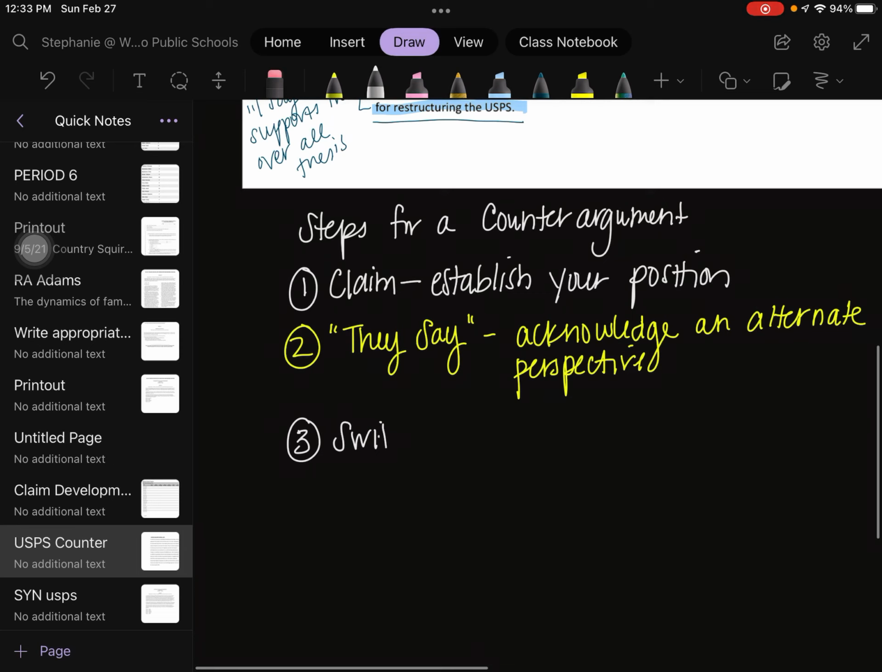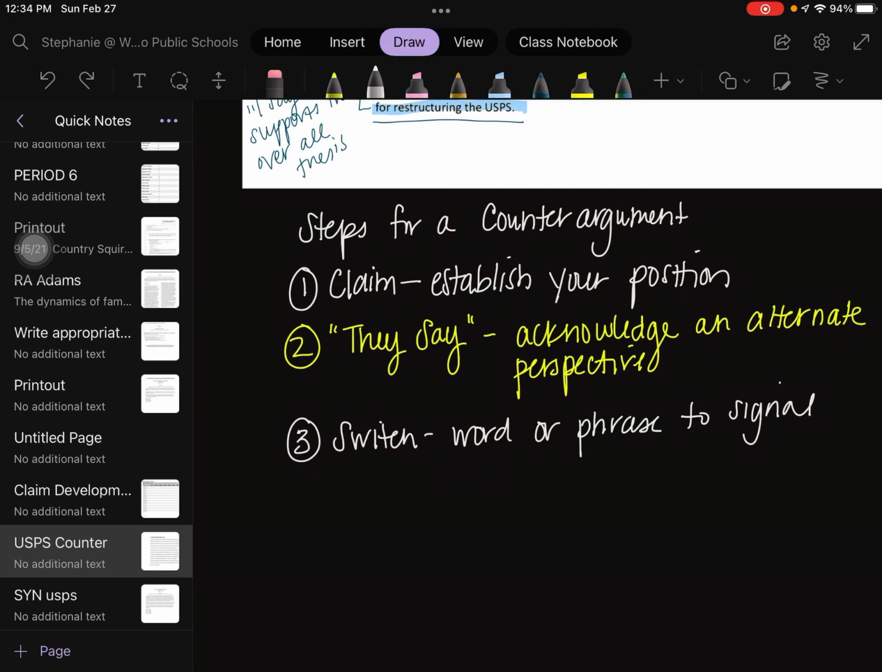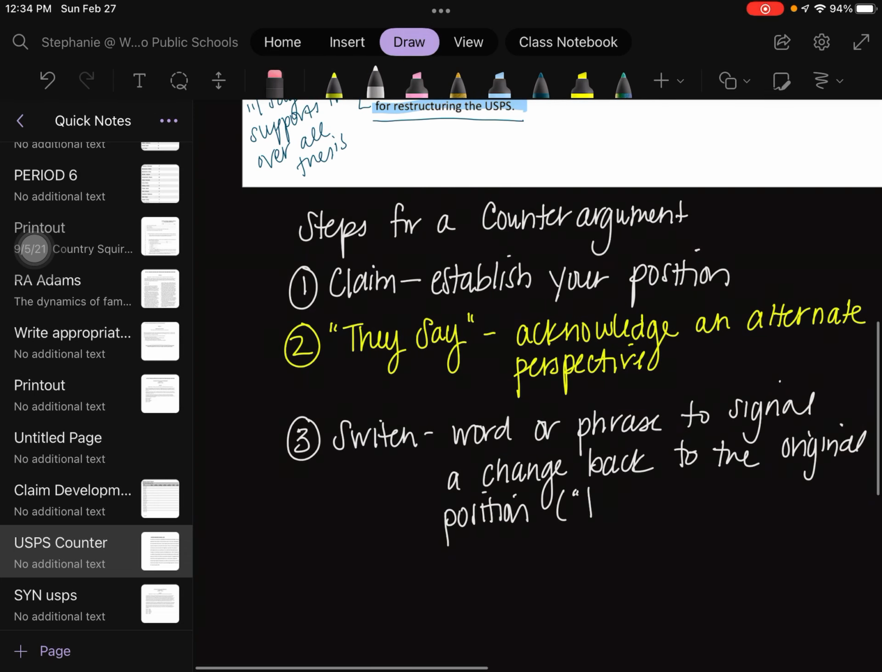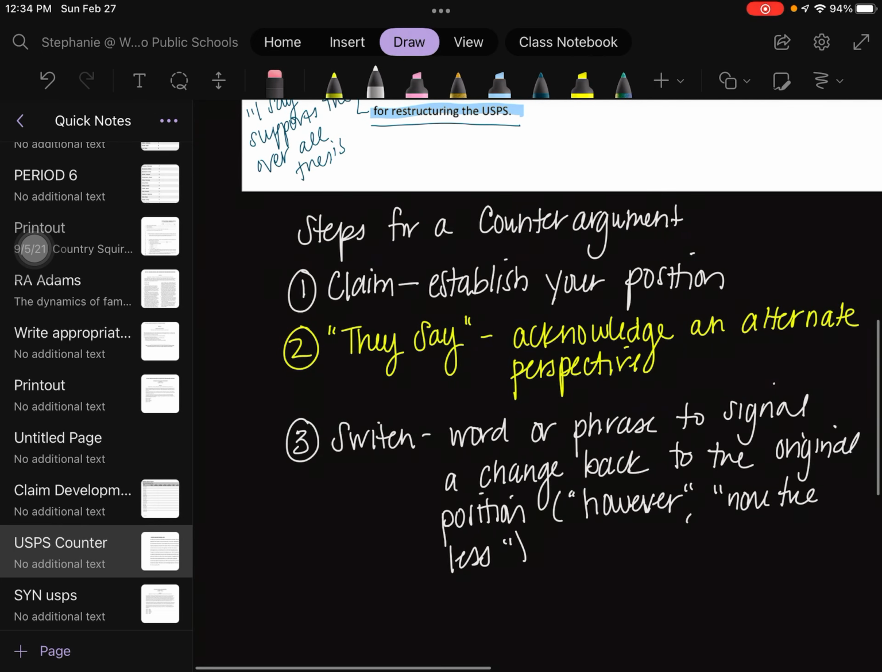The switch is a word or phrase to signal a change. Oops, didn't really put a space there very good, did I? Back to the original argument. Actually, I'll say position to be consistent, and that would be things like, however, nonetheless. All of these are good examples of those switch words.